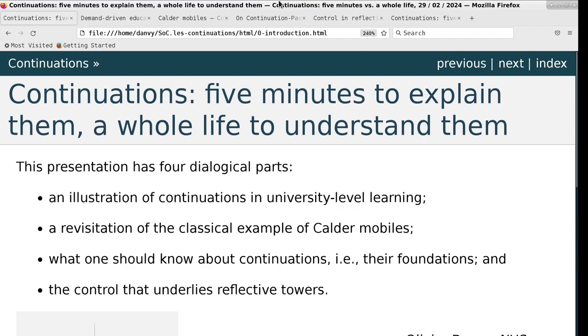Okay, so the first part is an illustration of continuations with a university level lecture. So it's an actual course lecture that I have given, that you are going to give. And then to illustrate, we'll see Calder mobiles, which are binary trees. And then we will arrive at the heart of the talk, which is continuations. And then we'll finish with a study of interpreters, running interpreters, running interpreters.